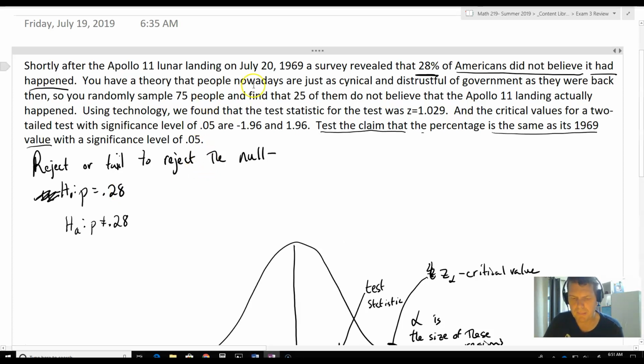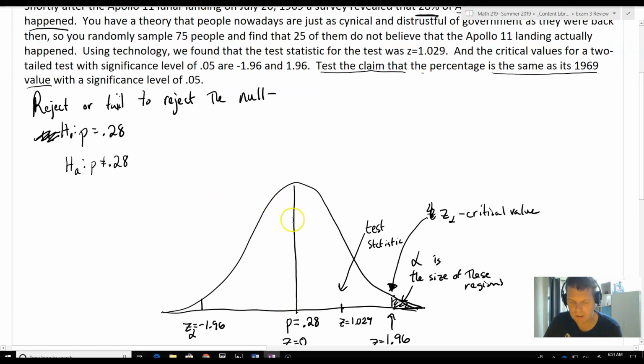Then I've been given my critical values, negative 1.96 and 1.96, and I can draw those into my distribution. I put my mean, in this case p equals 0.28, at the center, and then I put in my critical values on either side. In this case, we have it on both sides because it's a two-tailed test. Then I take my test statistic and imagine or write it in where it is in the distribution.